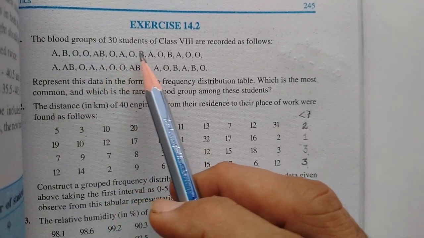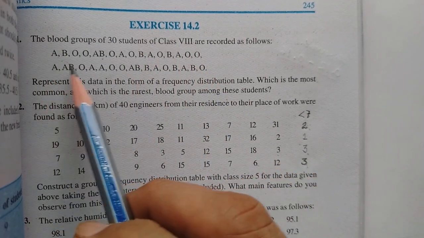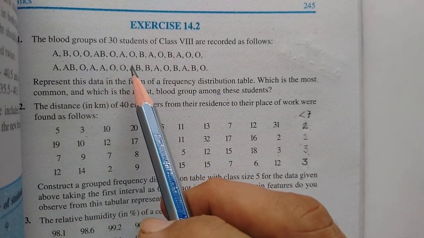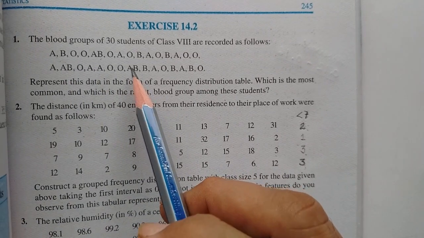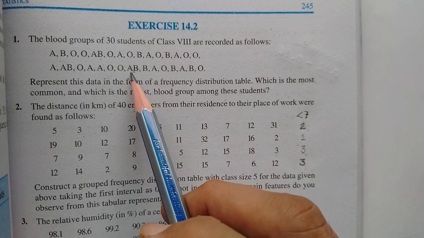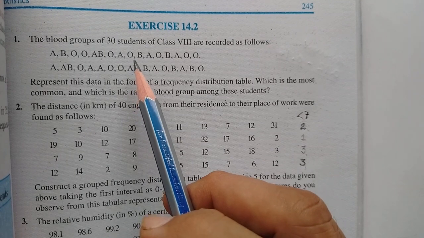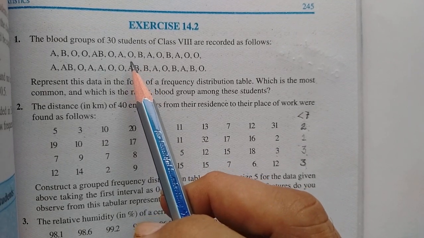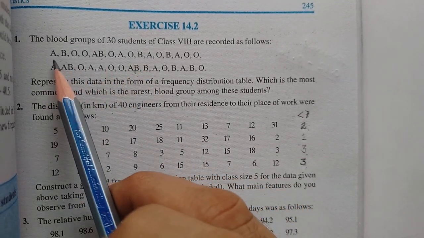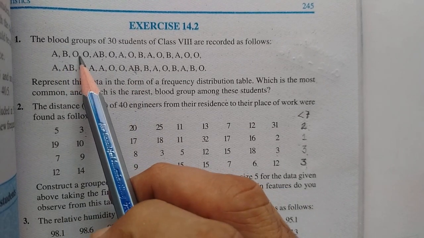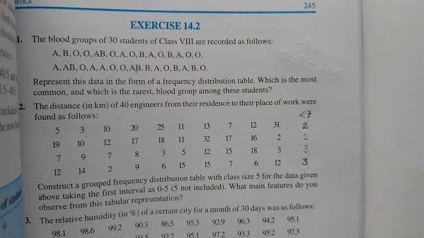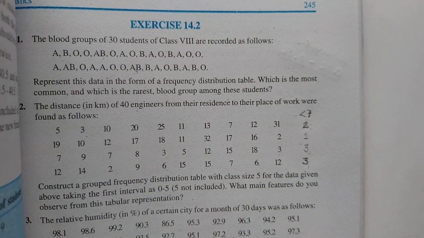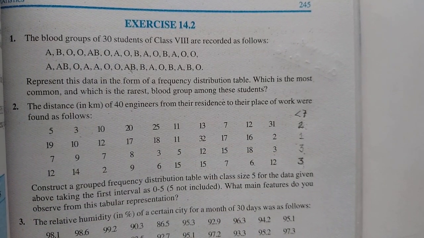1, 2, 3. So there are 3 students. They are having blood group AB. Children, the same question can be twisted. It can be asked for blood group A or B or O. Okay, so that way you can make different types of questions, but here it asks only for blood group AB.